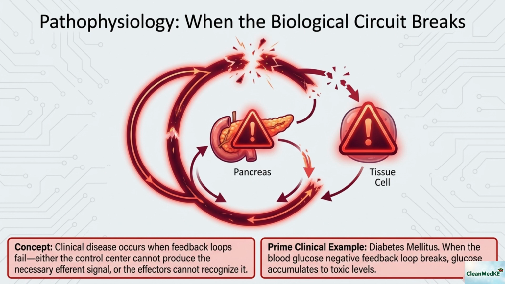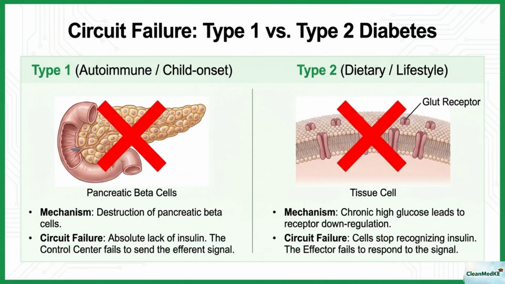A prime clinical example is diabetes mellitus, where the glucose negative feedback loop breaks, allowing sugar to accumulate to toxic levels in the blood. We can see this circuit failure in 2 ways. In type 1 diabetes, it's a control center failure. The immune system destroys pancreatic beta cells, resulting in an absolute lack of insulin. In type 2 diabetes, it is often an effector failure. Chronic high glucose leads to receptor downregulation, meaning the tissue cells stop listening or responding to the insulin signal.